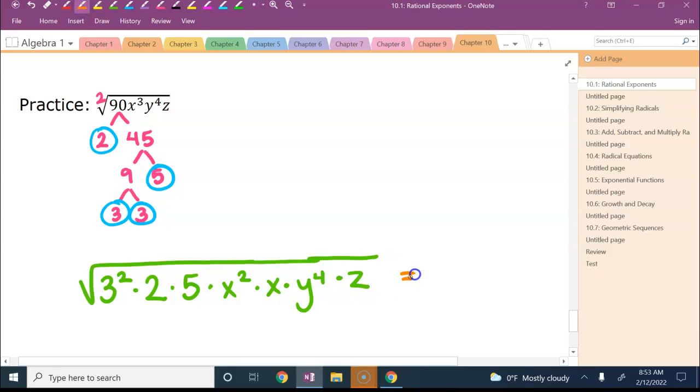So final answer here, the 3 is able to come out. The 2 and the 5 will have to stay. The x squared becomes an x, and that comes out. This x will have to stay. Y to the 4th becomes y squared. And z will have to stay. So underneath the square root sign, you can then simplify 2 times 5 as a 10. And then x, z.